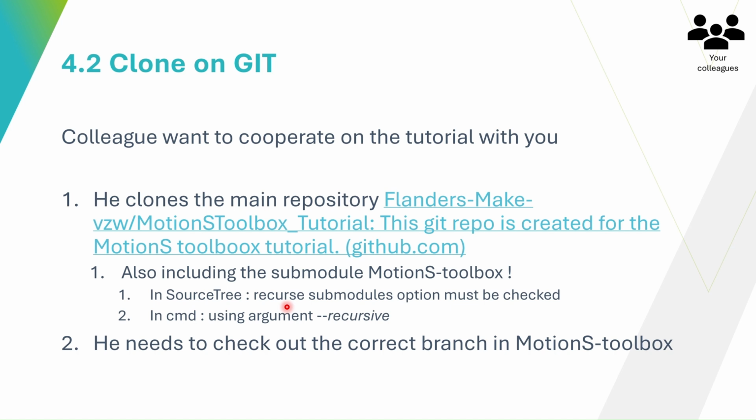In that way, when you clone the tutorial toolbox, the tutorial GitHub, it will also clone automatically the Motion Toolbox, create the submodule for you, make the link, and so on. So you don't need to redo all the steps I showed before. And when you clone a repository, it always starts at the main. So again, here we will have to go in the Motion Toolbox and check out the correct branch, so the branch of the tutorial on which we are currently working.